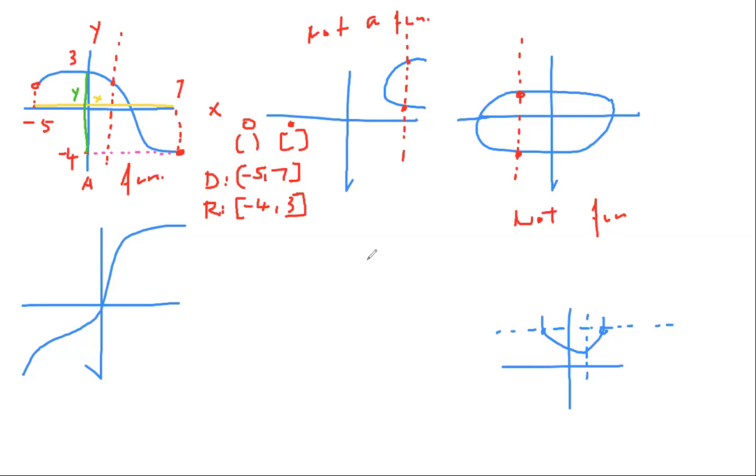For example, this one, is this a function? Yes, this one is a function, because it only meets once vertically. But is it 1-to-1 if you do the horizontal test? No, because if you do the horizontal test, it will meet here and here. It's a function, but not a 1-to-1 function.